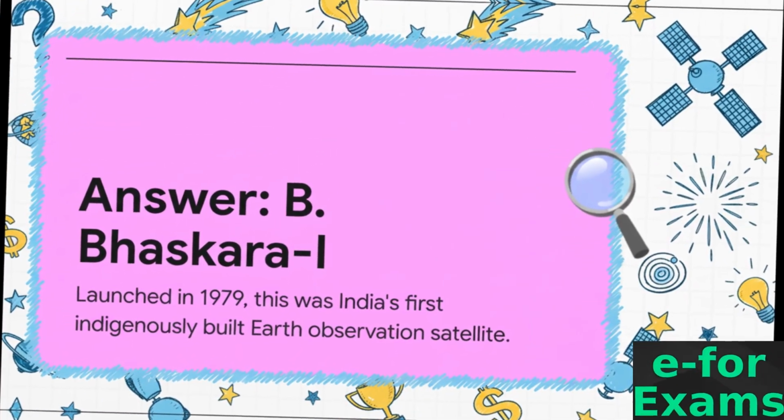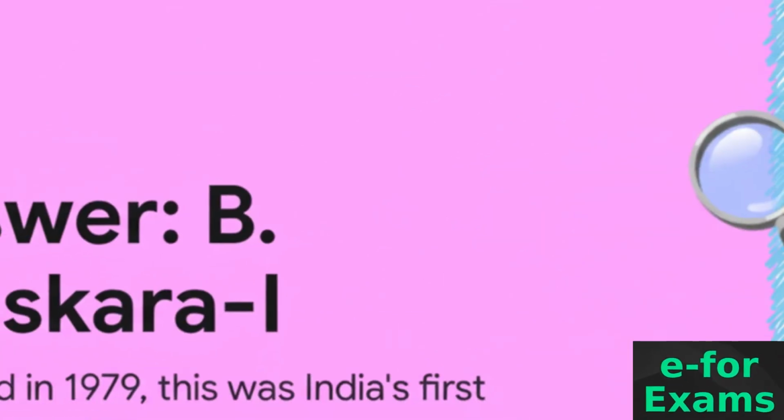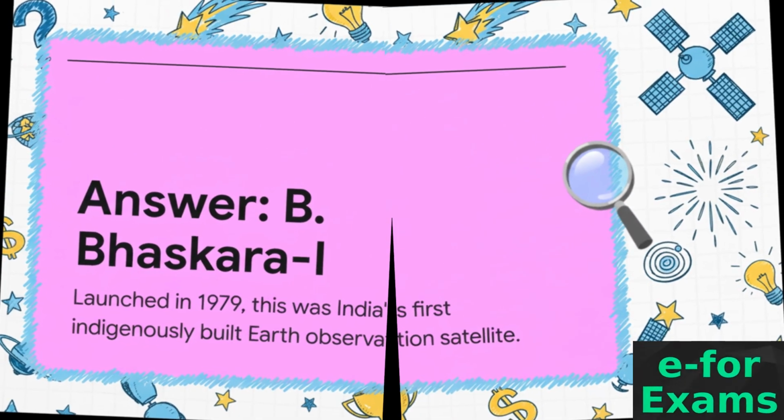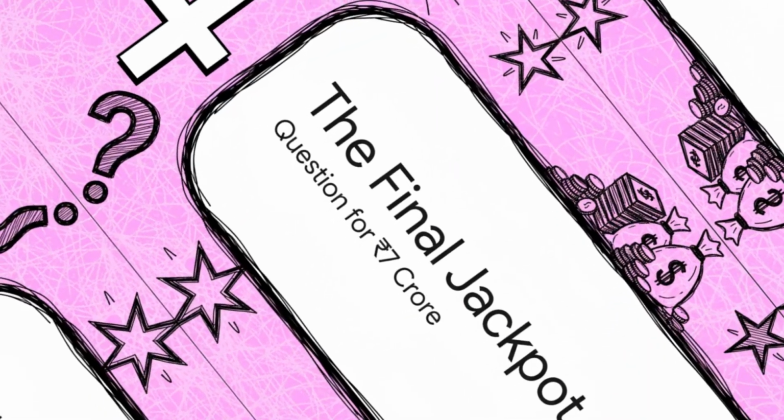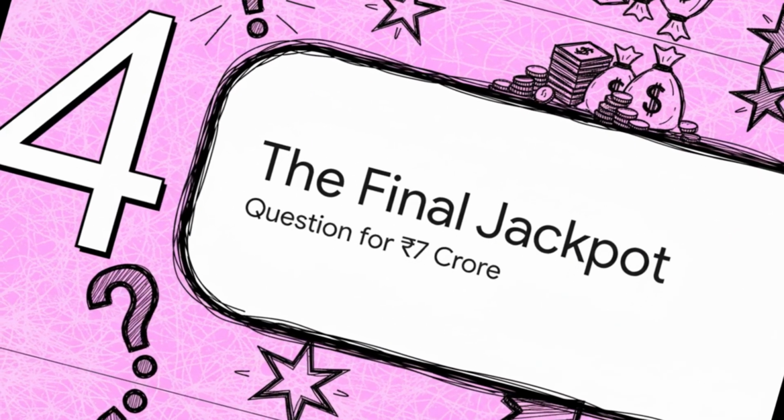For 1 crore rupees, it is B, Bhaskara 1. Now, this is another one of those tricky ones. Aryabhata was India's first satellite, that's true, but it was built with help from the Soviets. Bhaskara 1, that was the landmark moment of true self-reliance in space. You did it! You have won 1 crore rupees. Absolutely unbelievable. But hold on, the game isn't over. There is one final peak to climb.